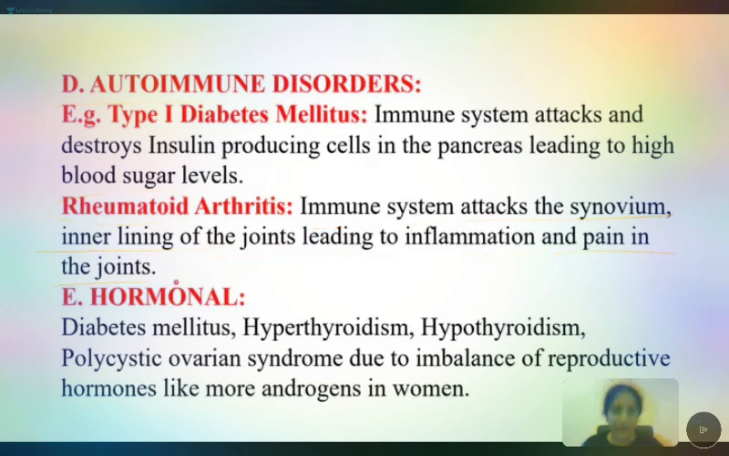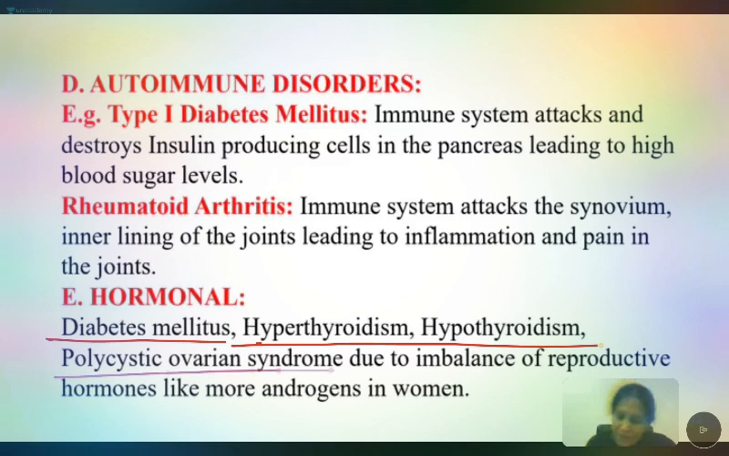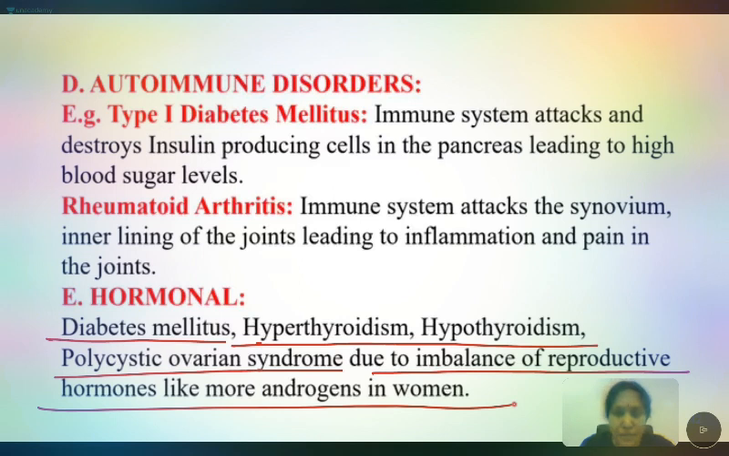Okay, autoimmune over. Next, hormonal. It can be diabetes mellitus, insulin hormone imbalance, hyperthyroidism, hypothyroidism, thyroxine hormone imbalance, polycystic ovarian syndrome because of the imbalance of reproductive hormones like estrogens. Estrogen and progesterone fluctuation causes polycystic ovarian syndrome, which is also common. It's a very common syndrome among females. Polycystic ovarian syndrome, PCOS we say: many cysts on the ovaries. They are all examples of hormonal diseases. Hormone imbalance is the cause. Is it clear?